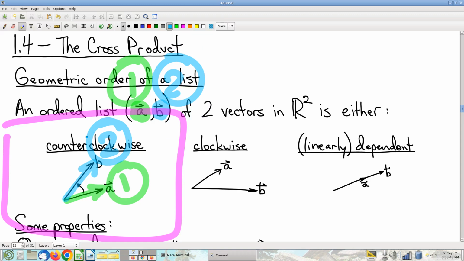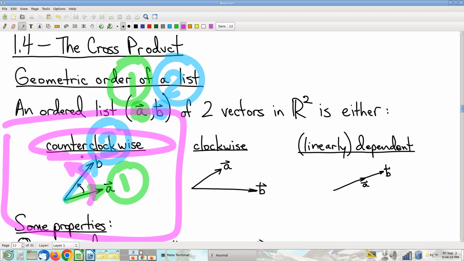You can even watch my finger. It's there, and then it goes to there. My finger moves what you might call counterclockwise. Anybody see what I mean? If this is first and that's second, getting from first to second is moving counterclockwise. So we would say, if these are the vectors in question, then this ordered list, again, the order being important, A first, B second, is a counterclockwise list.